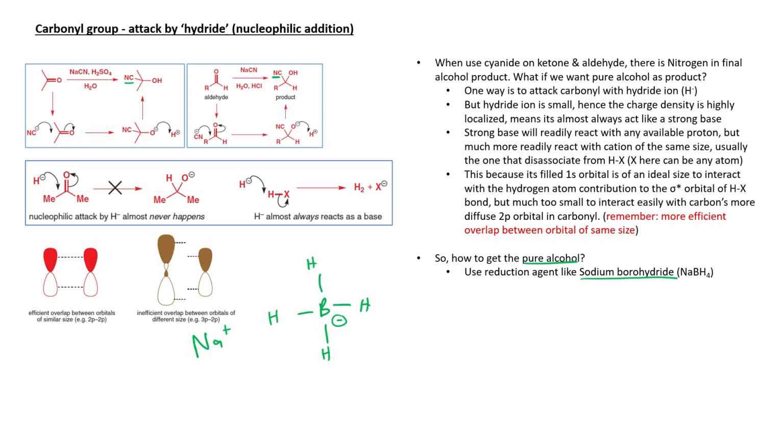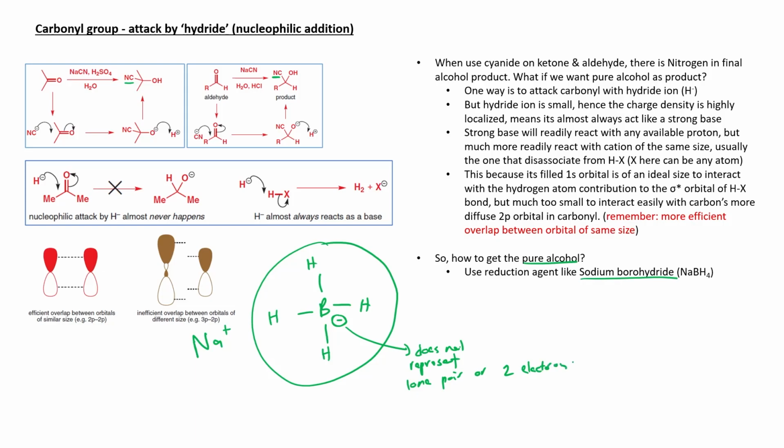Okay, this becomes minus. So in this case, this will become the agent, the nucleophile, to attack. But remember, this negative here, like the oxonium ion, does not represent a lone pair or two electrons. Why? You need to read back.